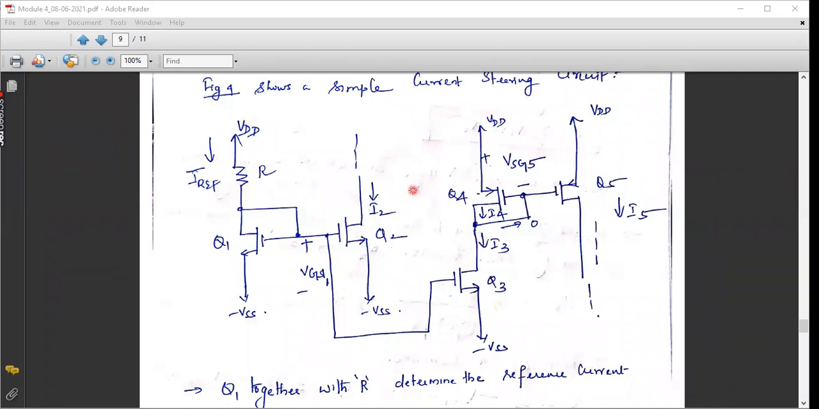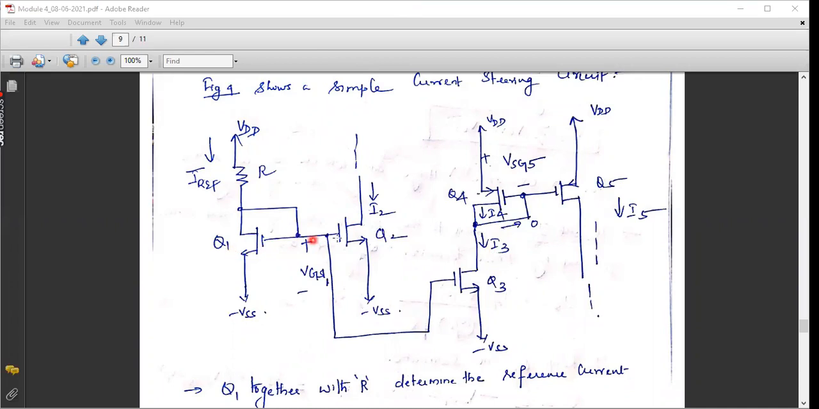So let us start. Yesterday we discussed the current steering circuits. The concept of current steering is, you know that in an IC we will have multiple stages of amplifiers. Each of these stages will require its own biasing circuit. So instead of designing separate biasing circuits for each amplifier, by making use of a reference current source, we will be able to steer currents to appropriate locations. For that, we are making use of mirror circuits.